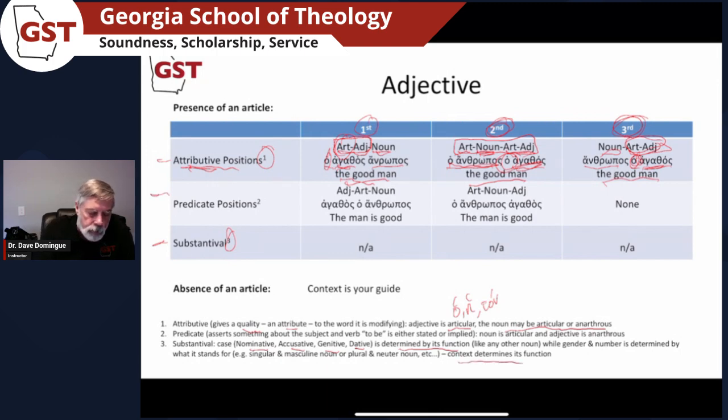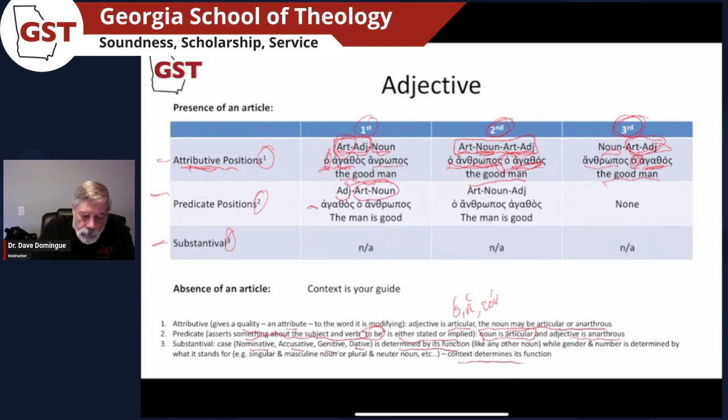All right, now the predicate position, note number 2. Predicate asserts something about the subject and verb to be. It's either stated or implied. In other words, the verb may or may not be there, the to be verb. But the noun is articular. That means the noun has the article. Here we go. The adjective is anarthrous. It does not have the article. That's the real difference. Right here, no article.